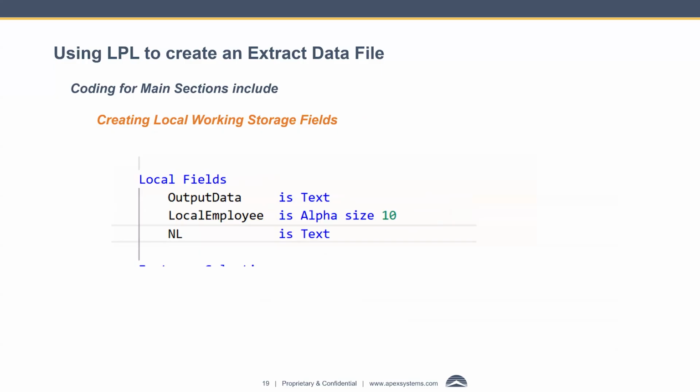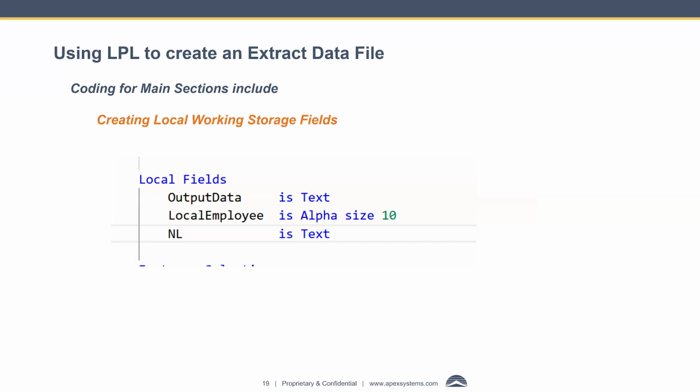The next section that you would traditionally use in this LPL code would be your local fields or your working storage fields. These are fields that are just local to this particular action. They're not stored anywhere. They're just used for translations. In this particular case, I have just three.